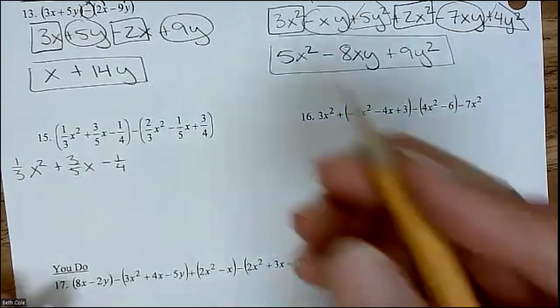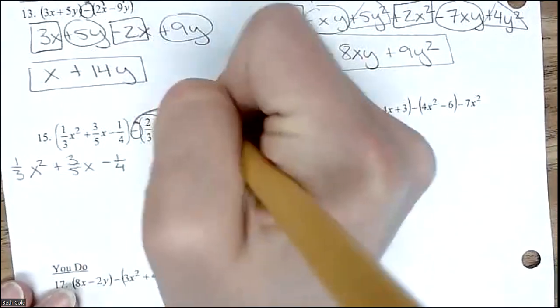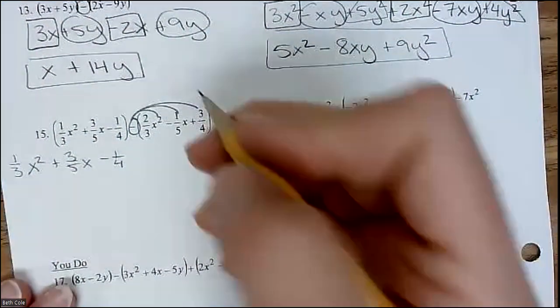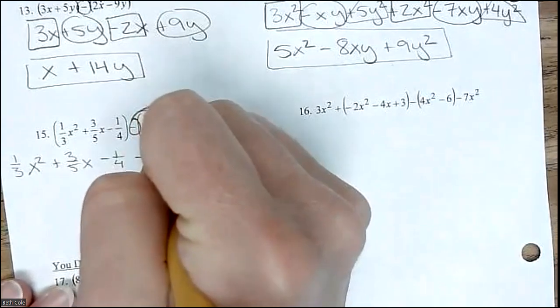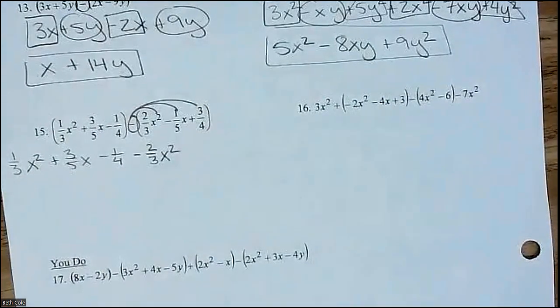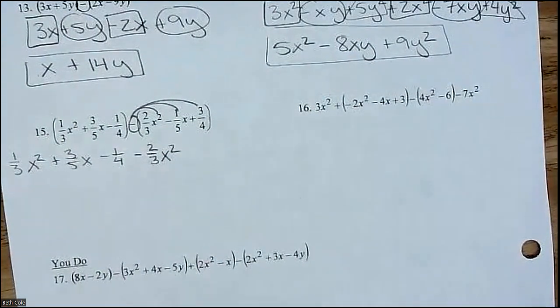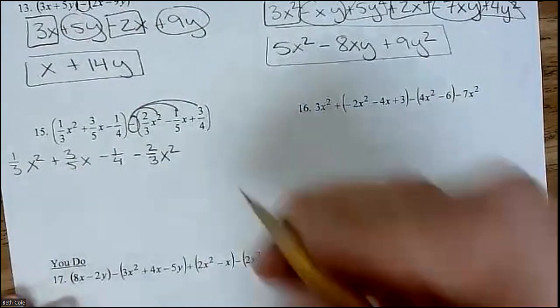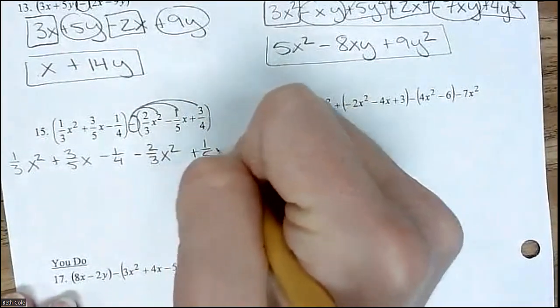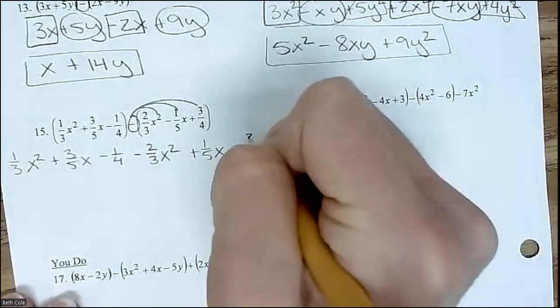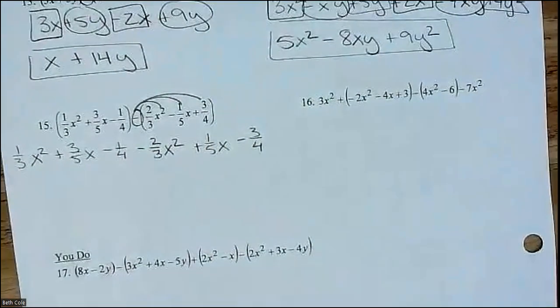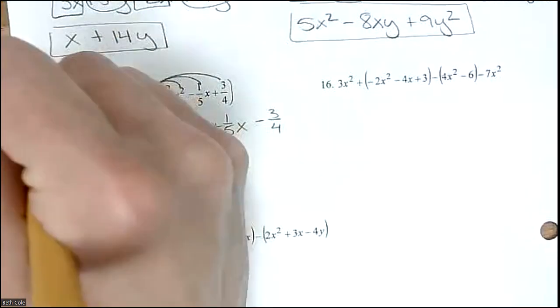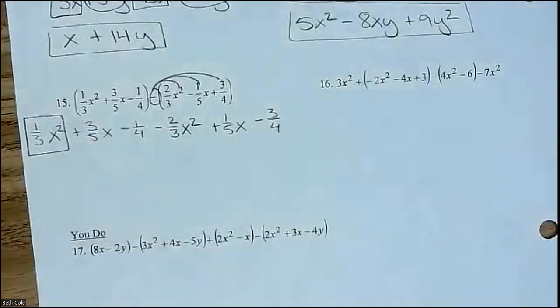Okay. Now you're going to distribute the negative, and it's all just going to be opposite. It'll be minus 2/3 x squared, and then what? Positive 1/5 x minus 3/4. It is no different. It just looks scarier because of the fractions, but we're not scared of fractions. It's going to be okay. We're not scared of fractions.